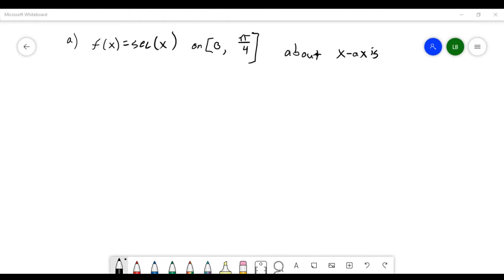Pi times tangent of pi divided by 4 minus 0. All right, let's go ahead and work this one out.